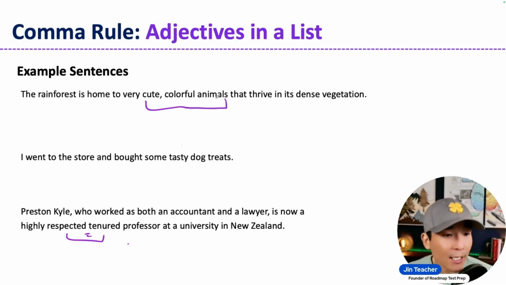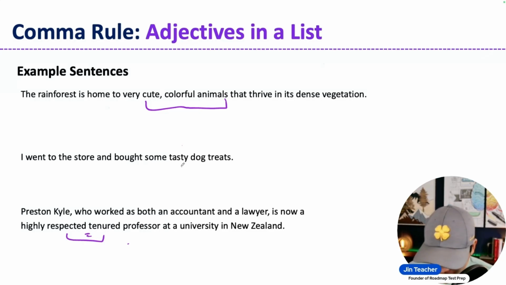So instead of saying cute, colorful animals, why don't we reverse the order and say colorful, cute animals? They're colorful, cute animals. It makes sense. So this is why you put a comma between cute and colorful.